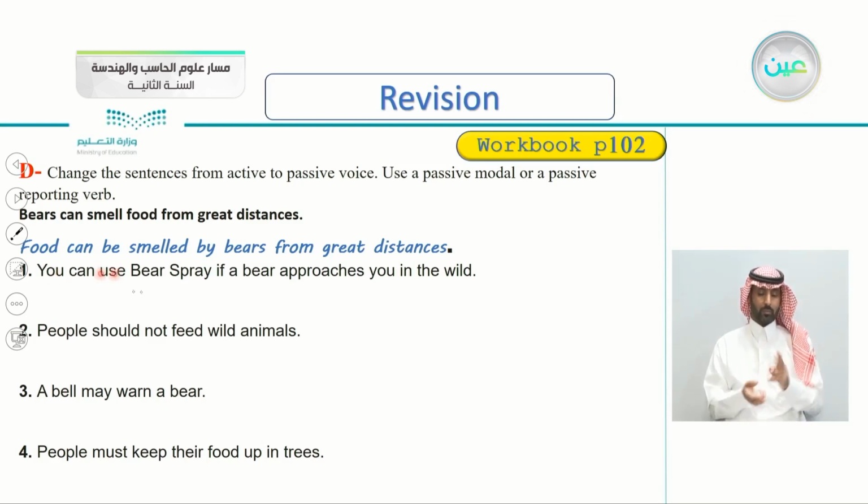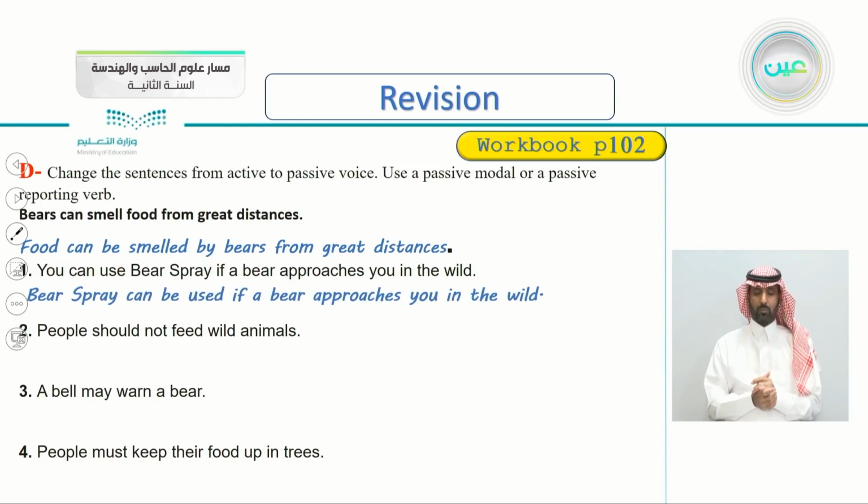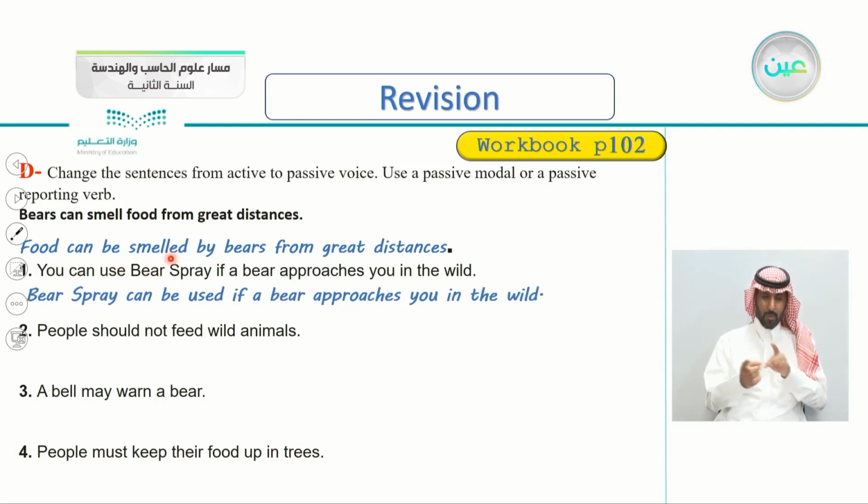Change from active to passive voice. So number one would be, yes, bear spray can be used. So we begin with the object, bear spray. Bear spray can be used if a bear approaches you in the wild. So of course you know that you is the subject here. Bear spray can be used if a bear approaches you in the wild.